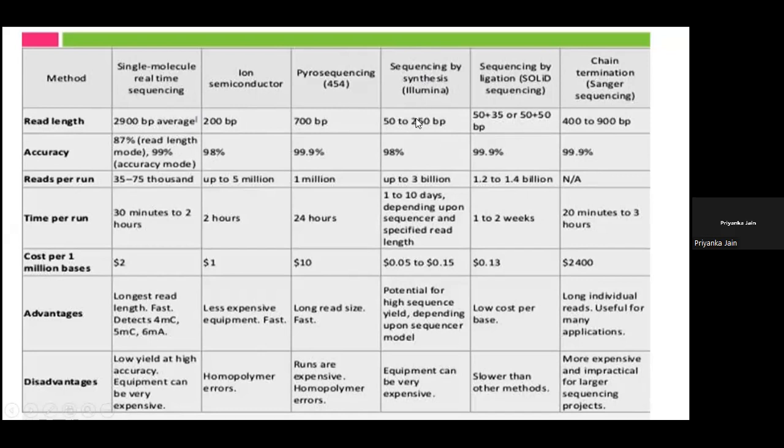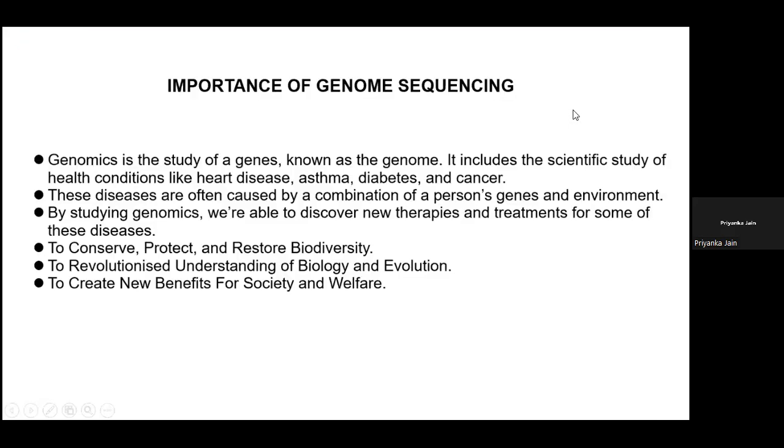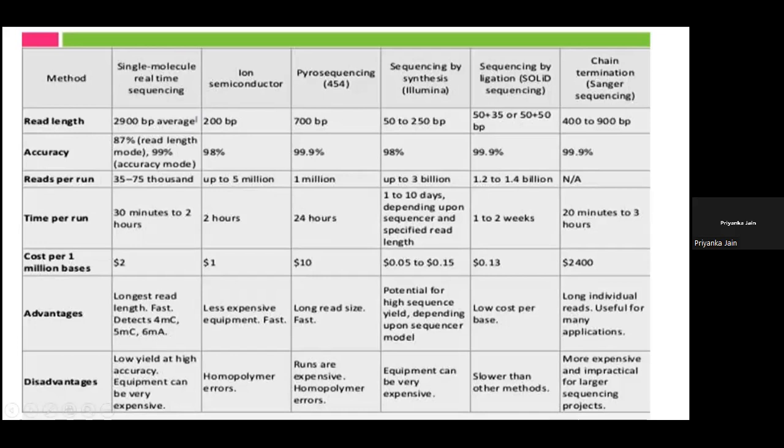of sequencing by synthesis, the size of the reads varies from 50 to 250 base pairs. And then comes sequencing by ligation, which is the chemistry of SOLiD sequencing, in which the read size varies from 50 plus 50 base pairs or 50 plus 35 base pairs. Then Sanger, which is the oldest method of sequencing, chain termination, which is still being used now for some experimental validation, in which around 400 to 900 base pair read length was generated.